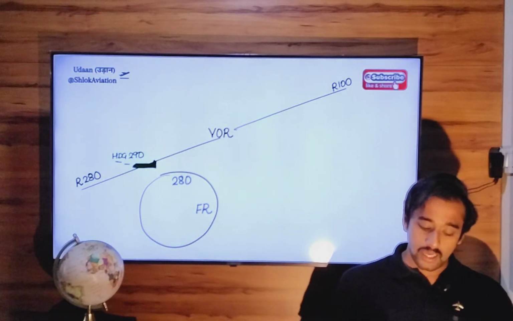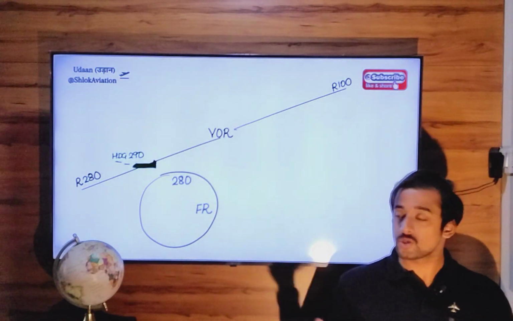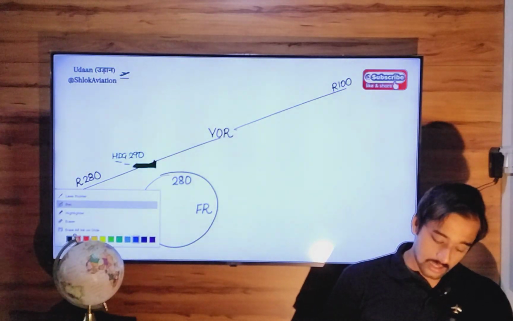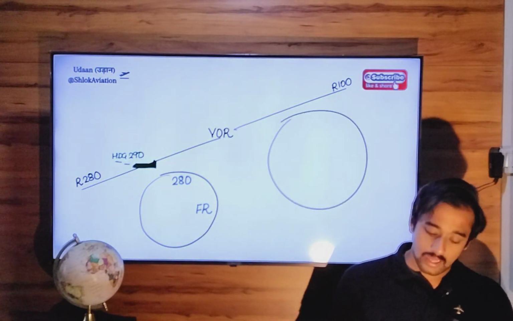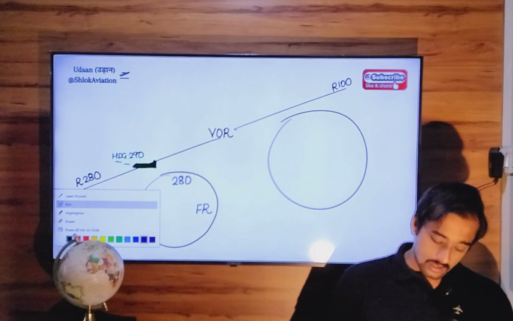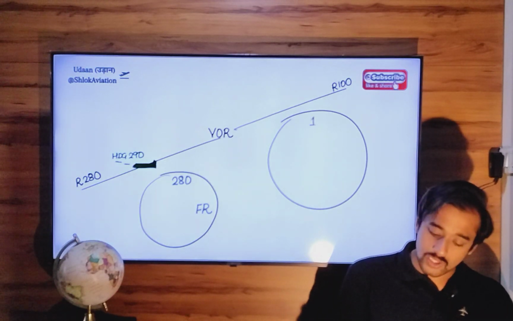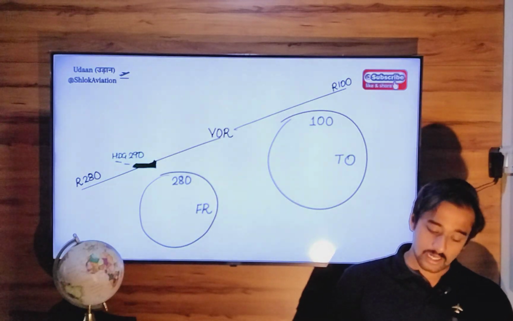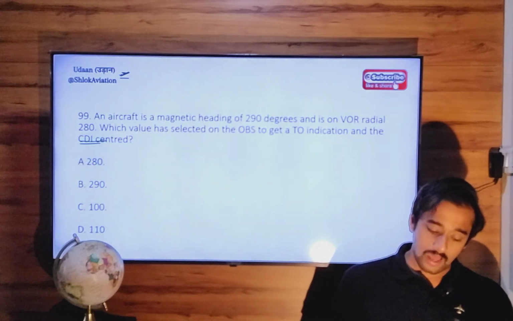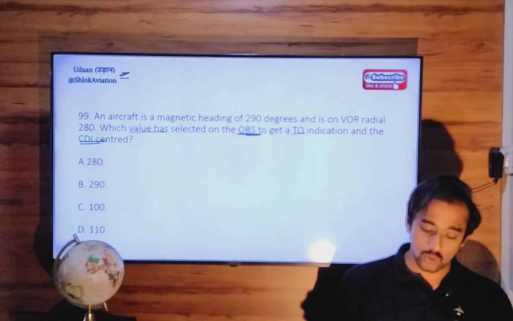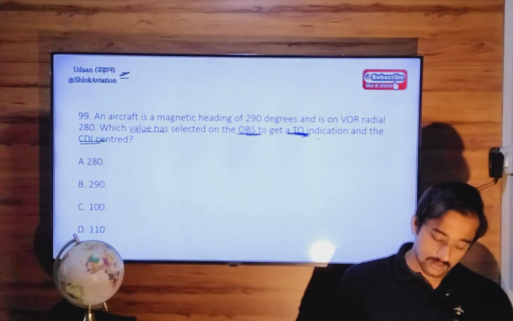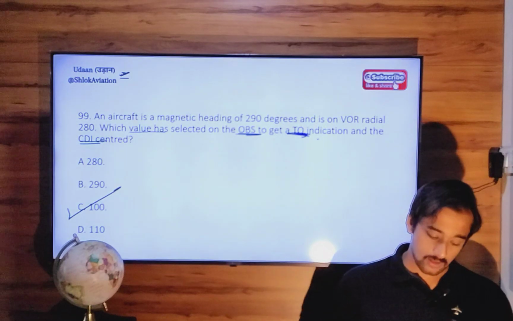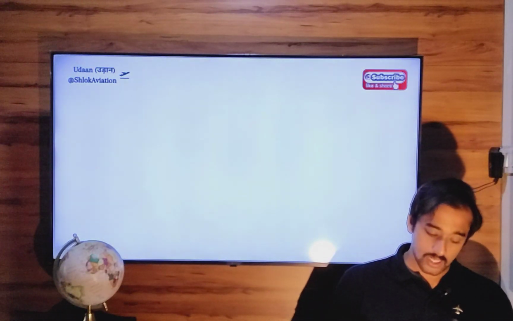Okay. Being on radial 280, you can also choose to fly inbound towards the VOR. In that case you will put an OBS setting of 100 so as to get a to indication. So in the question they ask you what value has to be selected on the OBS to get a to indication. So you have to select a value of 100. Okay, very simple. Next, last question for the day.